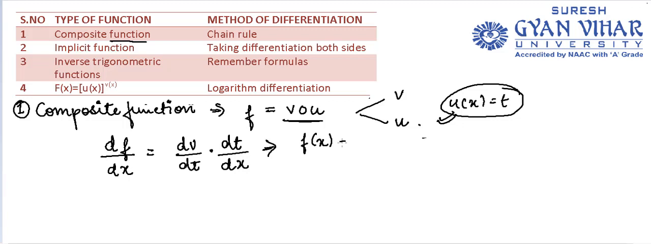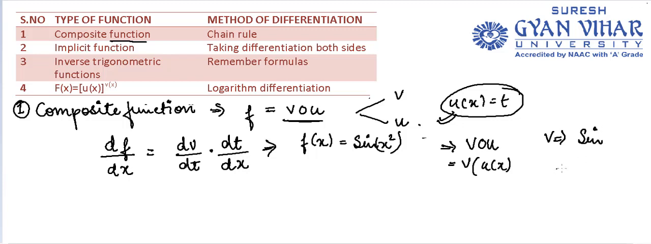Let's say f of x is sine of x square. So sine is one function and x square is a second function. So it is v of u, which we can write as v of u of x. Here v is sine and u of x is x square.